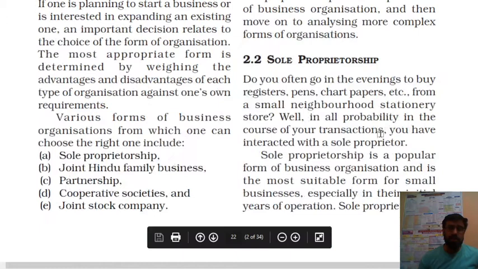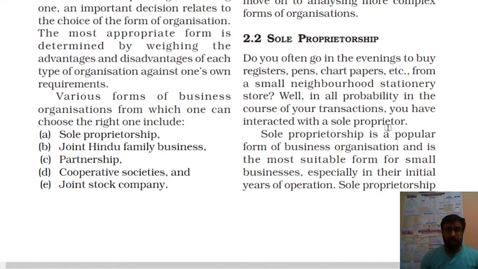The first form of business organization is the sole proprietorship. Sole proprietorship, as the word says, we have to bifurcate it: sole and proprietorship. Sole means individual owner, a single person is called sole. Proprietorship means ownership. So sole proprietorship means single ownership. A business which has only one owner is called a sole proprietorship business.